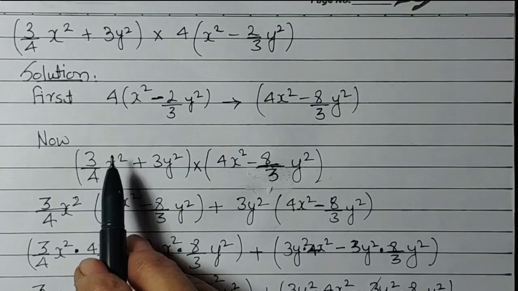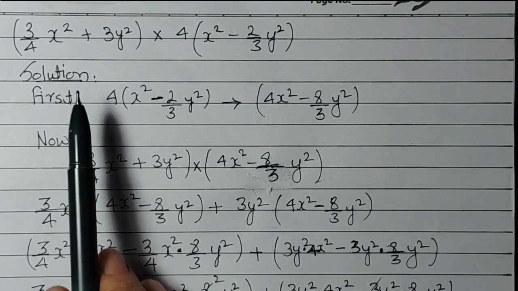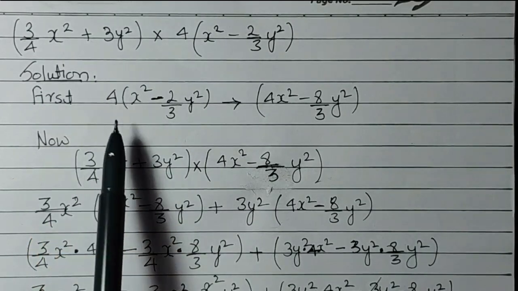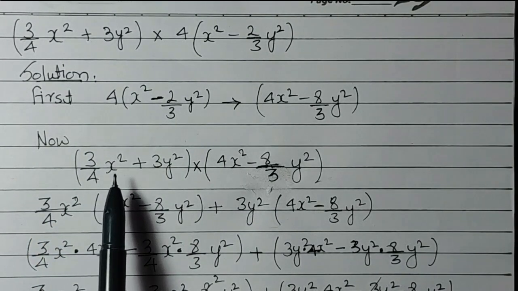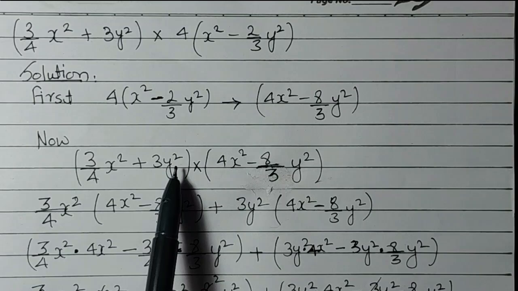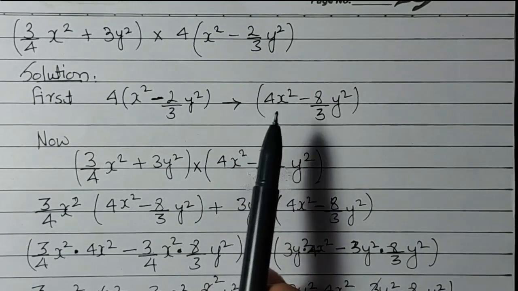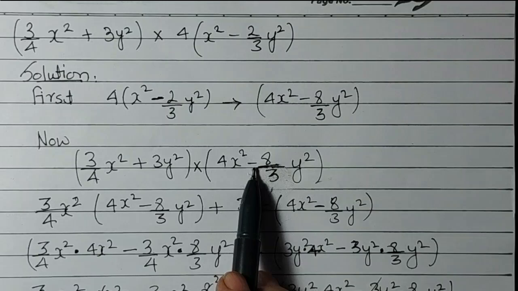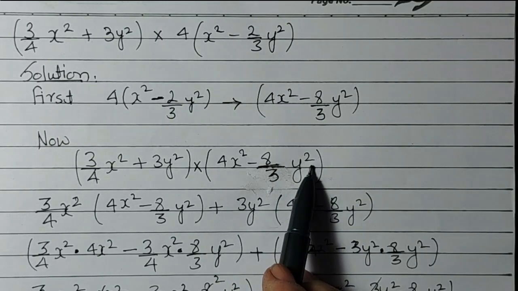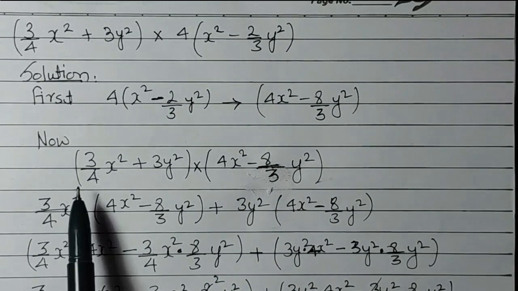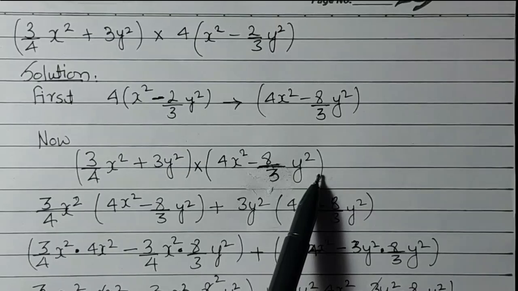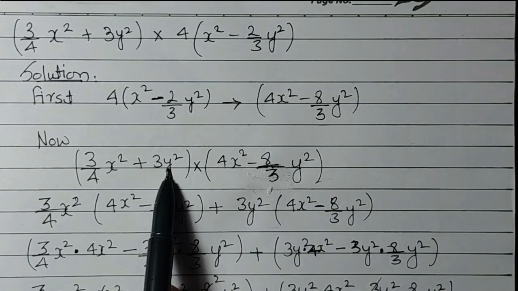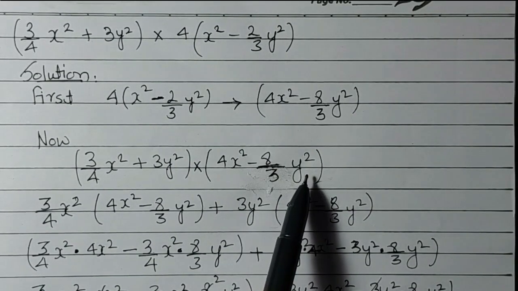Now (3/4 x² + 3y²) into this bracket, (4x² − 8/3 y²). So first we multiply this term with this bracket, then this term with this whole bracket.